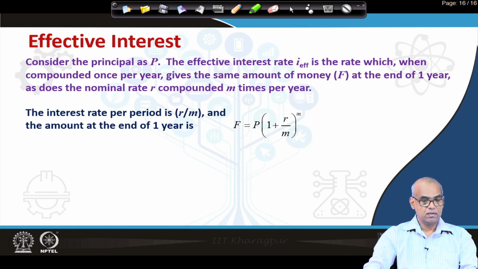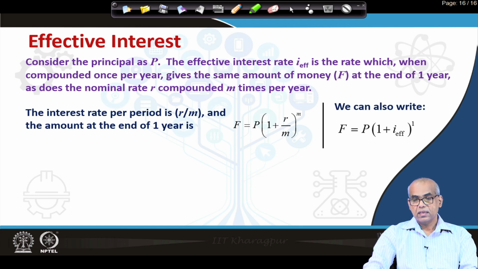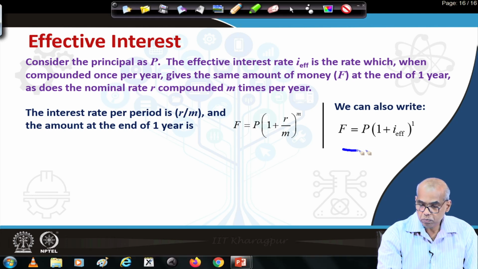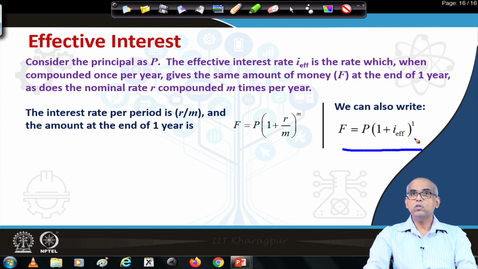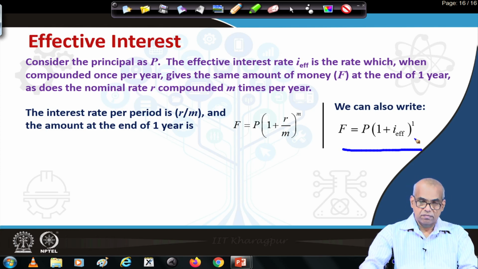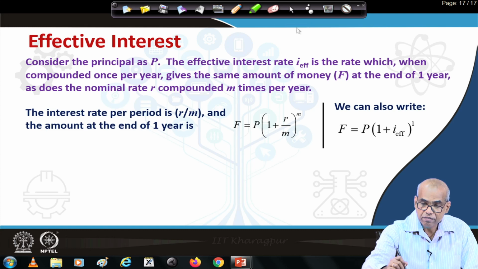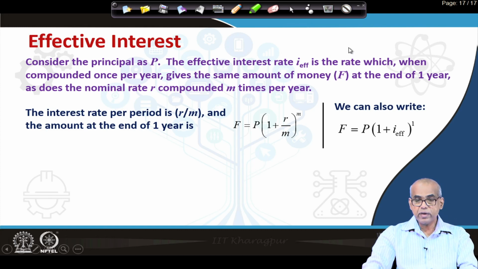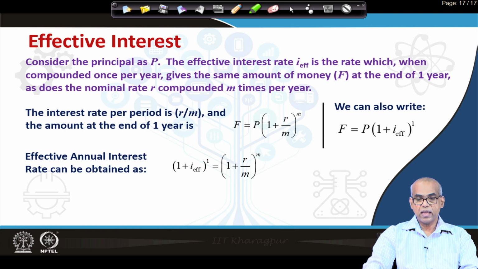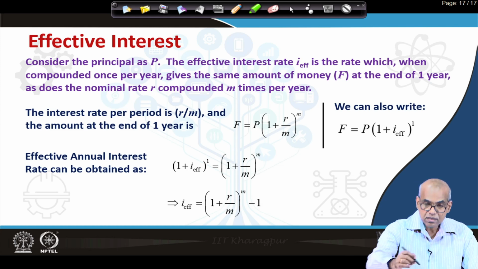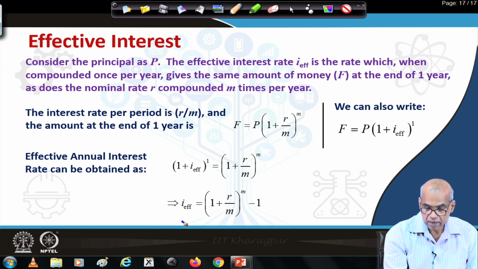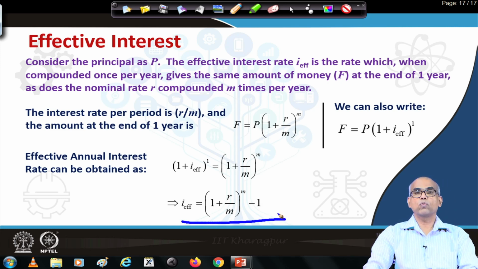We have just seen that. You can also write that F equal to P into (1 + i_effective)^1. This comes from F equal to P into (1 + i)^n, n equal to 1 year, and i is the effective interest rate. Now the effective interest rate can be computed by equating these two. So (1 + i_effective)^1 is equal to (1 + r/m)^m. This gives me the effective interest rate as (1 + r/m)^m minus 1.